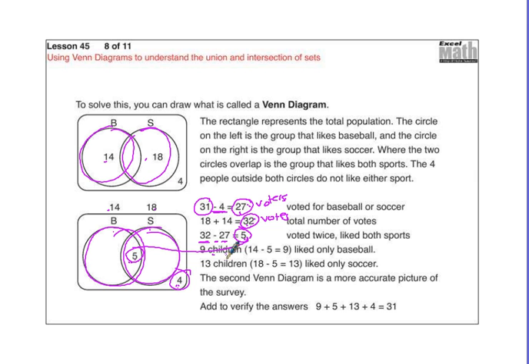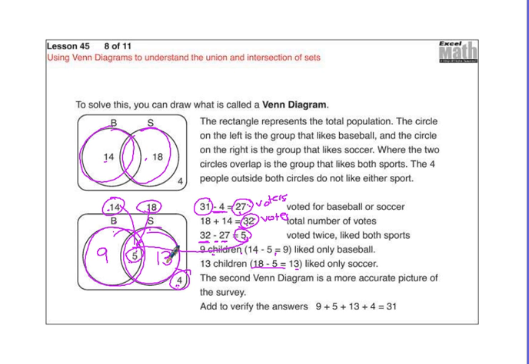Then we do the number 14 up here minus the 5. 14 minus 5, that gives us 9. 9 people voted that they only like baseball. Then 18 minus this number 5 in the middle gives us 13. 13 voted that they only like soccer.